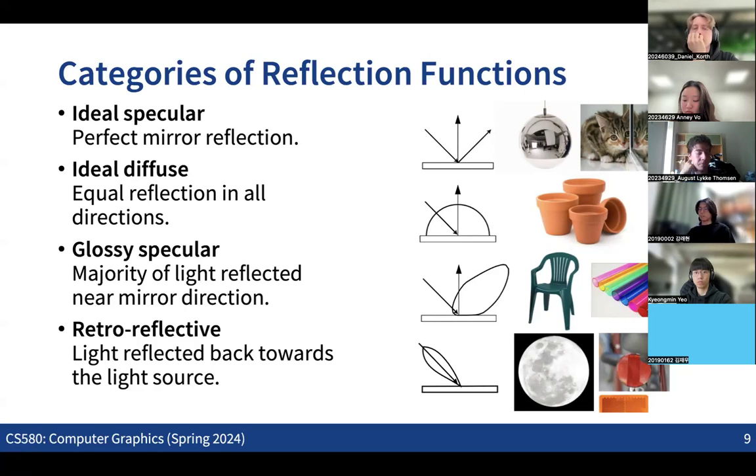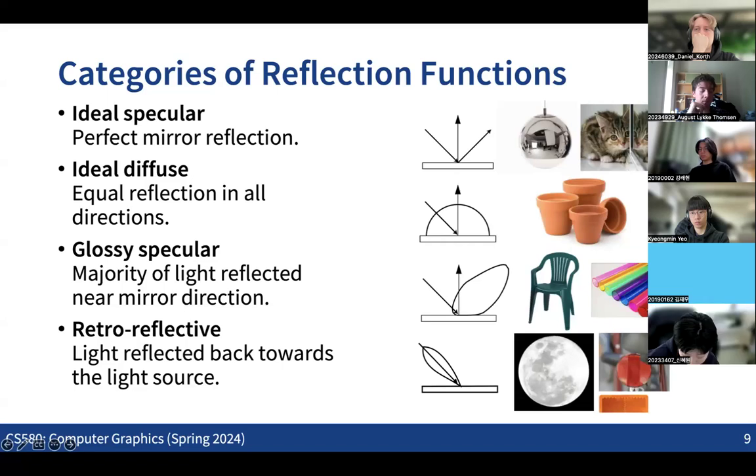And there are also very special types of reflection. One case is retroreflection, where the light is reflected back to the incoming direction. Many traffic signs have this kind of material, so that drivers can notice the signs at nighttime. So those are special cases of retroreflective materials. Those are basically all the things that we can define.